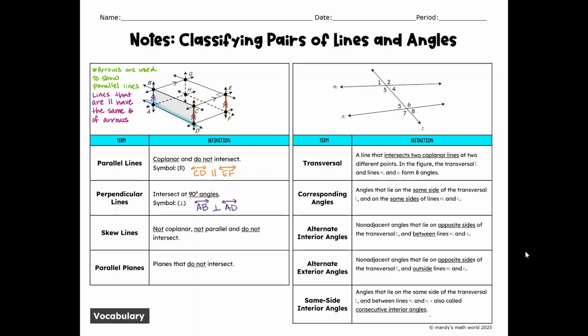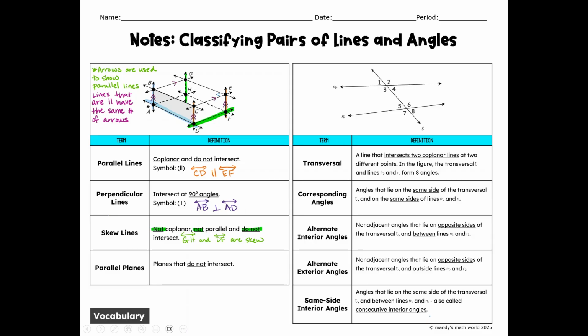Skew lines. Skew lines are not coplanar, not parallel, and do not intersect. So an example of skew lines would be line GH and line DF are skew. And you can see that line DF is over here in this plane, line GH is in this plane. They're not parallel, they will not intersect.